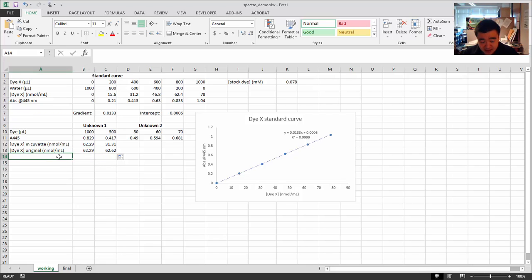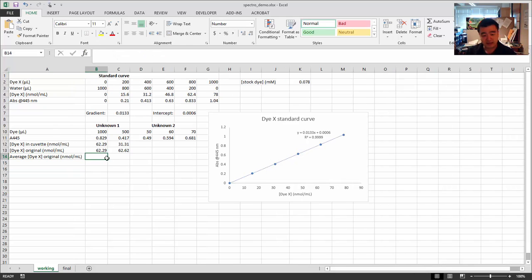And the last thing to do here, I guess, is to work out the actual average. The point of doing 500 and 1,000 over here is to get some replicates going, and also all science is based on replicates. So let's put the average concentration of dye X in original, and this again can be nanomoles per milliliter. Let's combine these two cells first by using the merge and center function, and then in this cell put equals the average, A-V-E-R-A-G-E, of these two cells. You can click and drag those two cells, close the bracket, and press enter, and that's your average concentration that you figured out for the original unknown one stock.